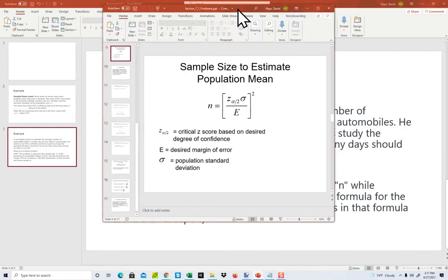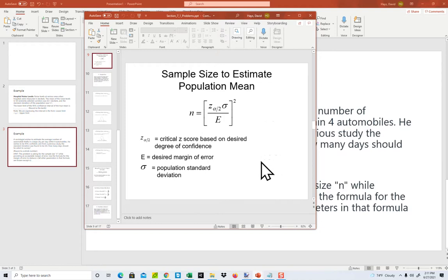Before we really begin, this is our formula for sample size. We have n is equal to z alpha divided by 2, that's just like a z value, times sigma. Sigma is your population standard deviation, or it could be the amount from a previous study. And then E is our desired margin of error. So we've got three things we've got to find for this. So let's go ahead and write that down.